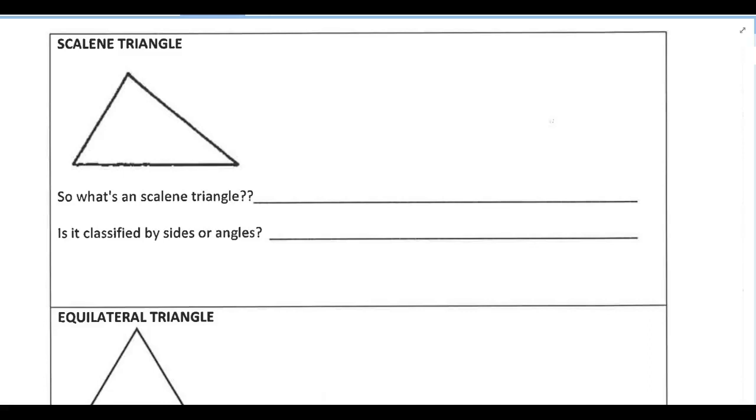In this video we're going to continue classifying triangles. In the previous video we were classifying them by the measures of their angles. In this one we're going to classify them by the lengths of their sides.